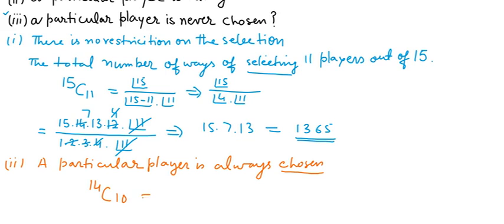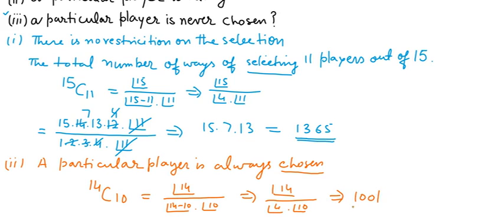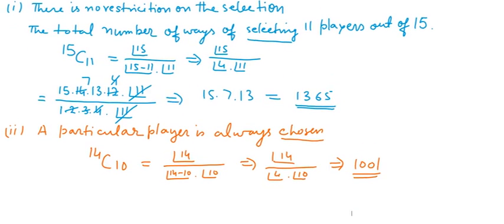14C10, that is factorial 14 upon factorial 14 minus 10 into factorial 10. It means factorial 14 upon factorial 4 into factorial 10. When we will solve, we will have 1001 ways. This is the second part. Now see the third part of this question.